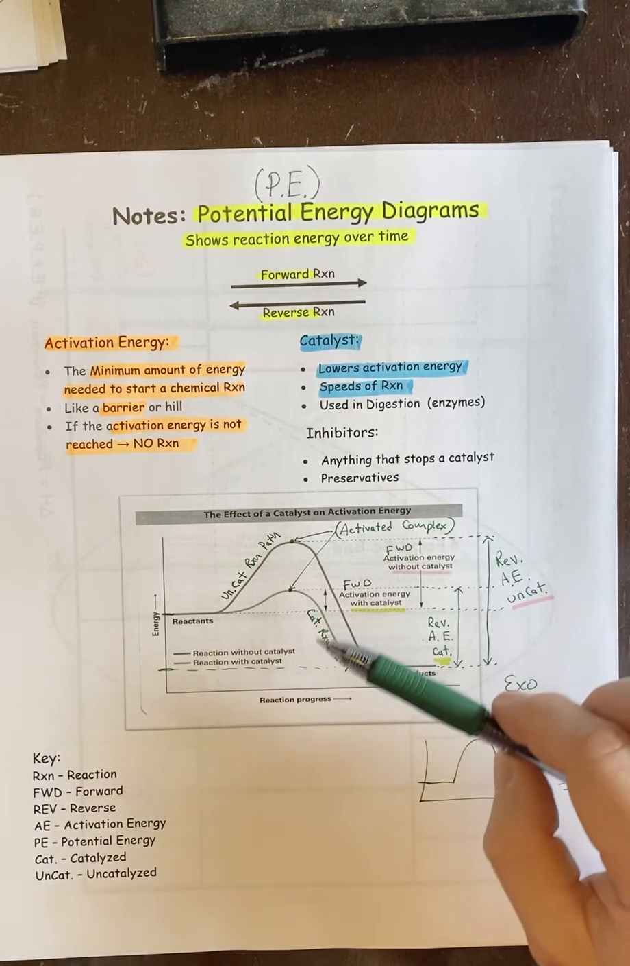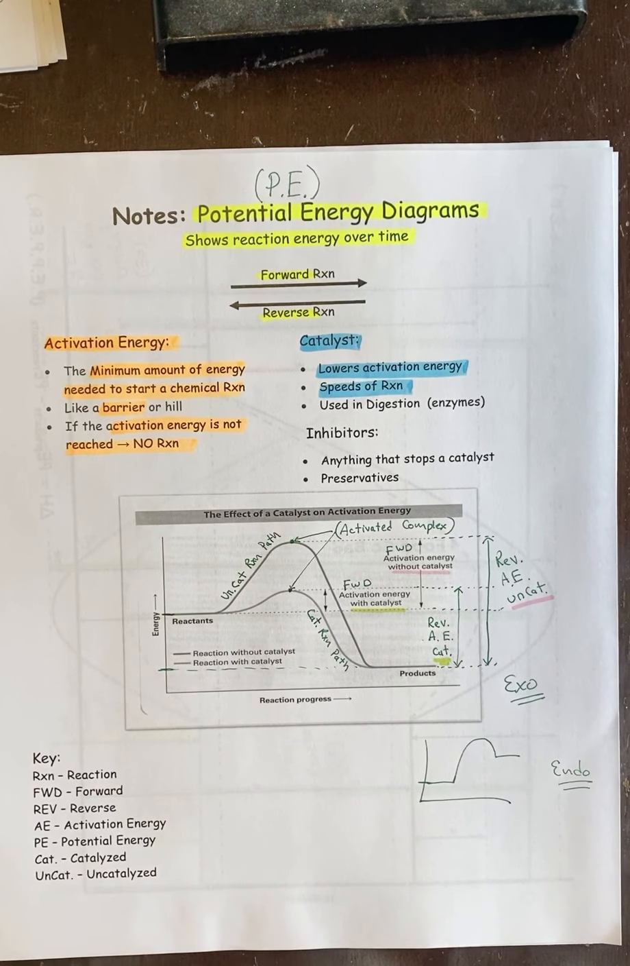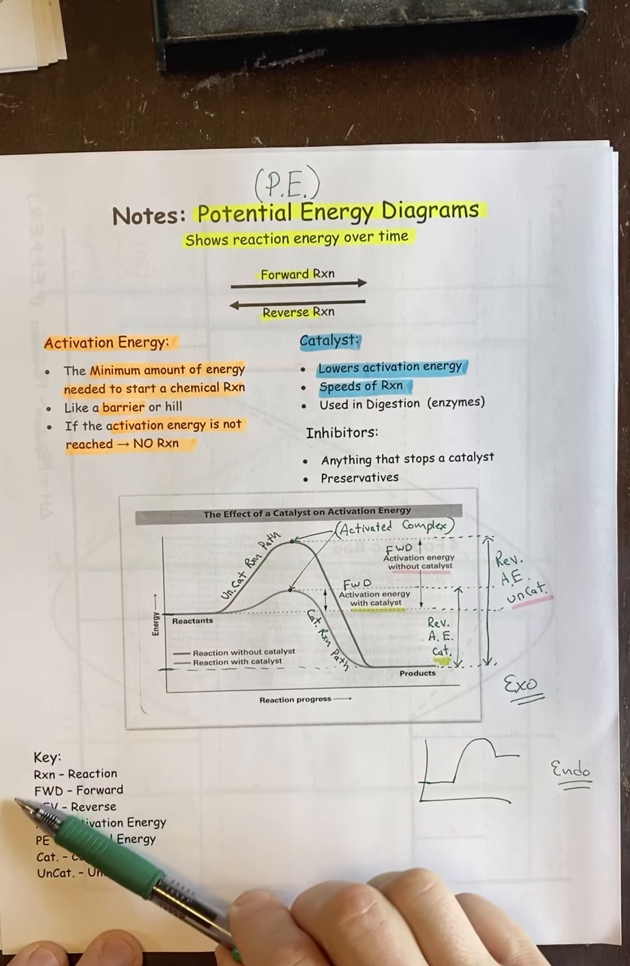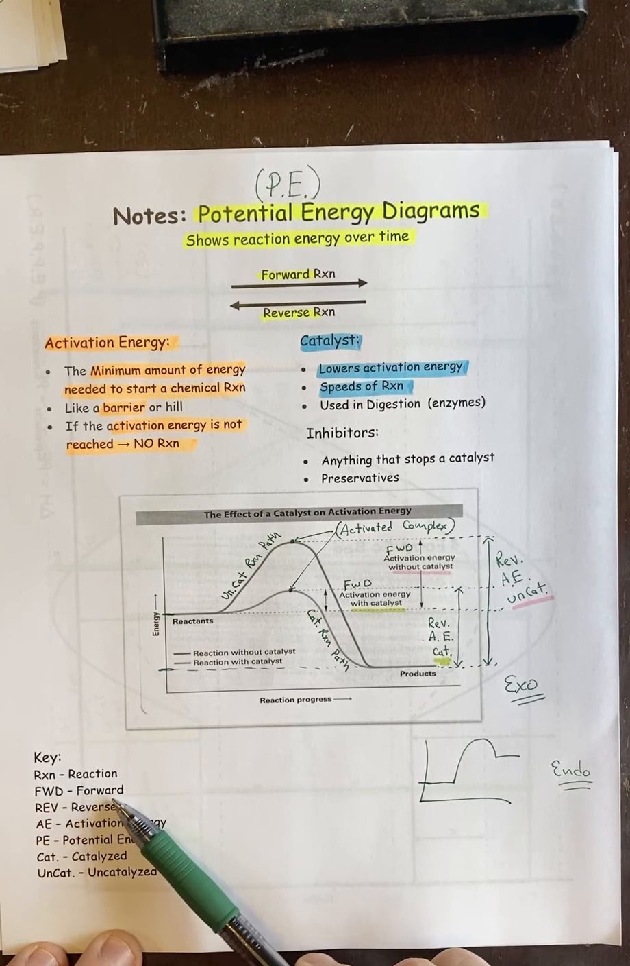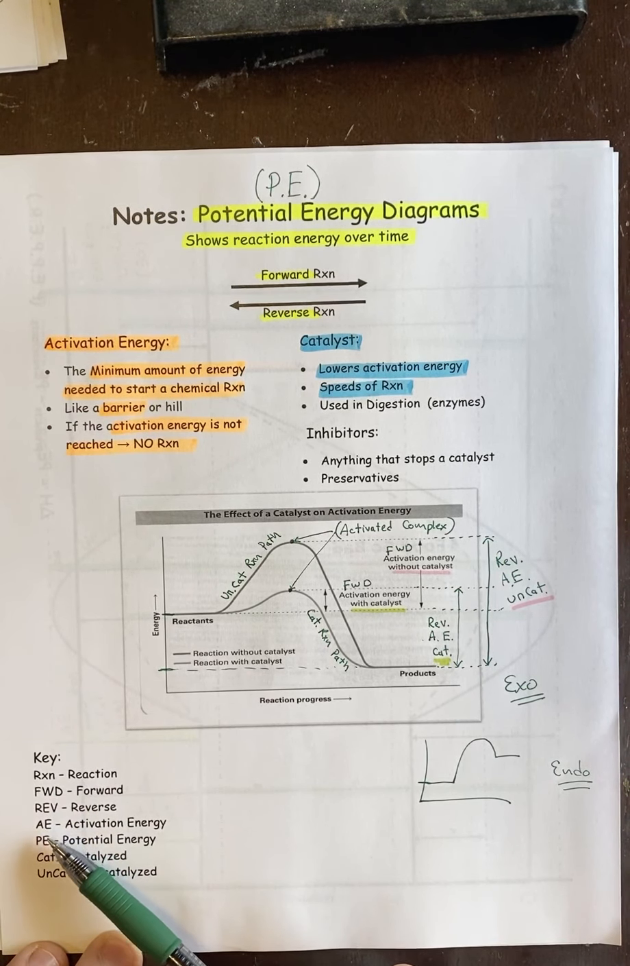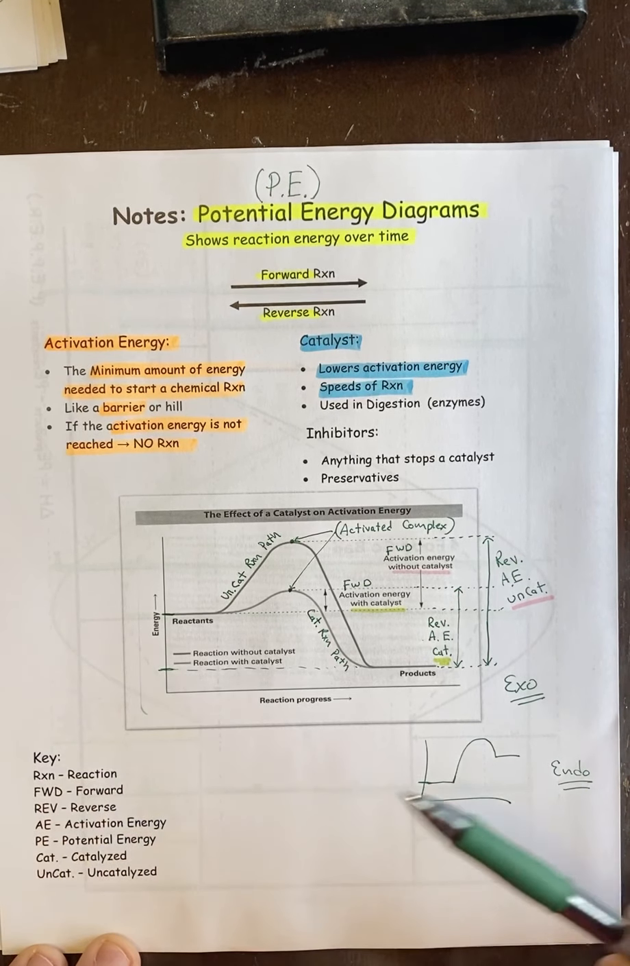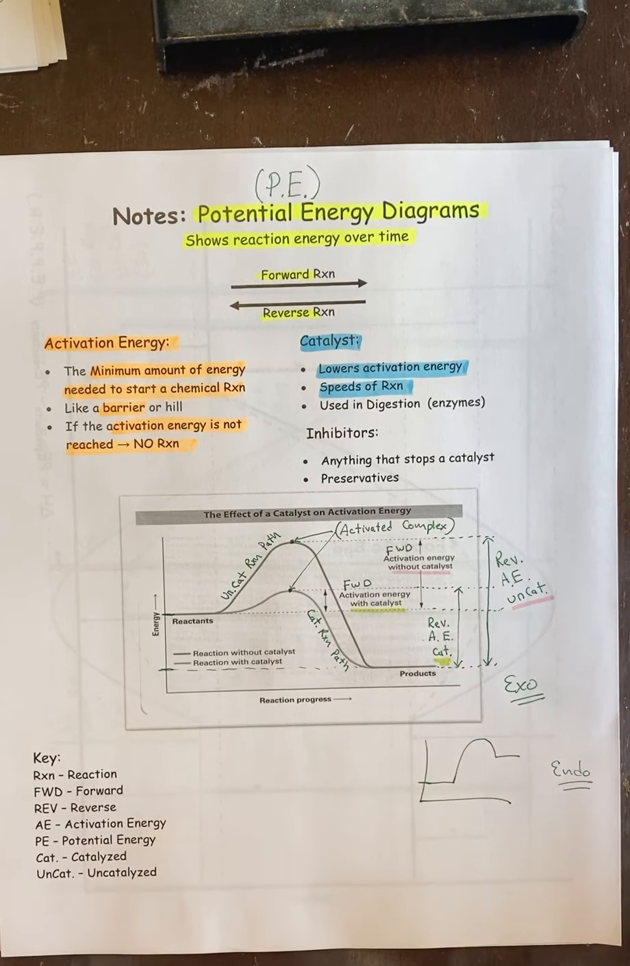Now with the abbreviations that I'm doing, I have a key here. This is how I'm going to be abbreviating it. Reaction, FWD, REV, AE, PE, cat, non-cat, and here's what they all mean. So now let's look at a full PE diagram.